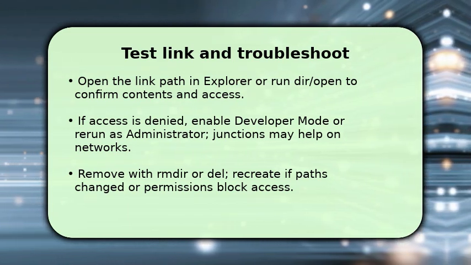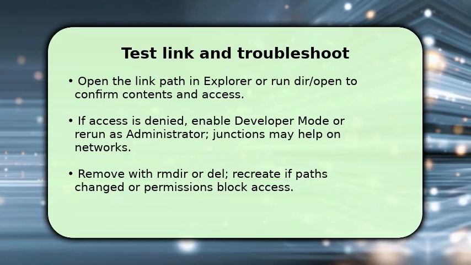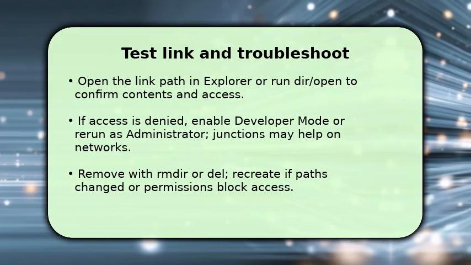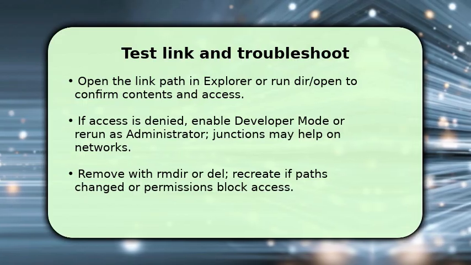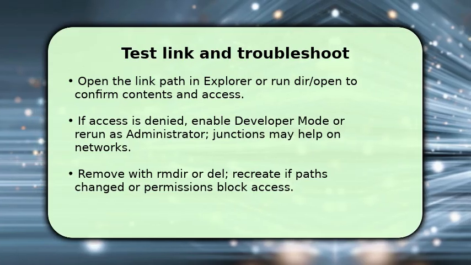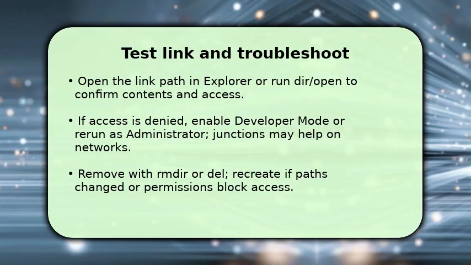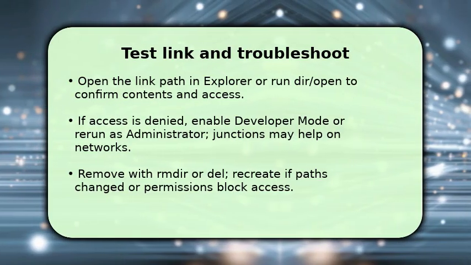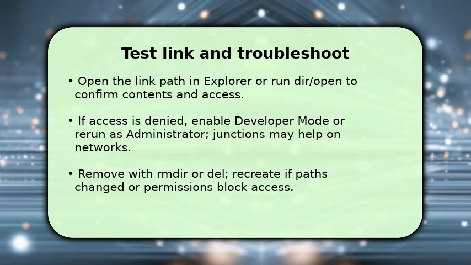If applications don't follow the link, make sure they support symlinks versus junctions. If you get access denied, rerun as administrator or enable developer mode for non-elevated symlink creation. Alternatively, use a junction for legacy compatibility. Finally, remove broken links with rmdir or del, and recreate them with corrected paths or permissions.